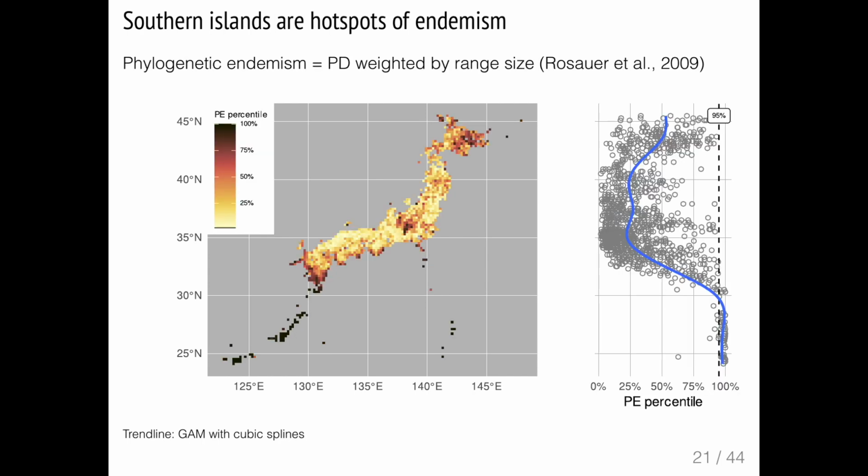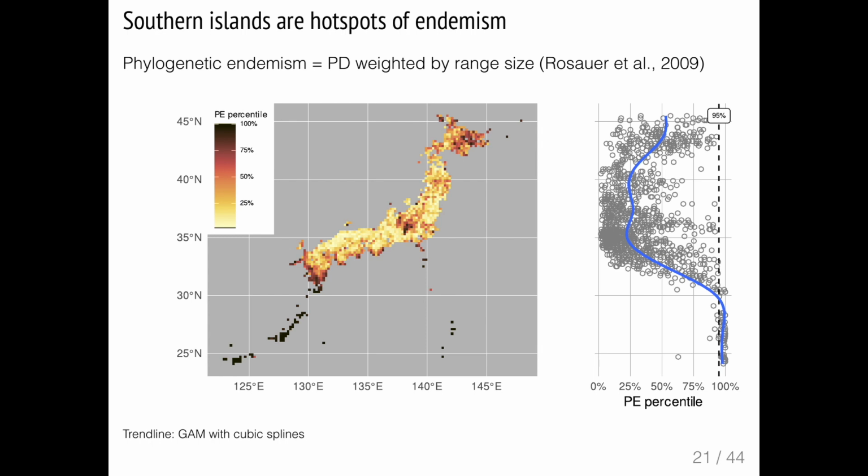The last component of biodiversity we'll look at is endemism. Phylogenetic endemism, or PE, is phylogenetic diversity inversely weighted by range size. So, communities with small ranging taxa that occupy unique parts of the tree will score highly. We see once again that the southern islands are by far the highest for PE.